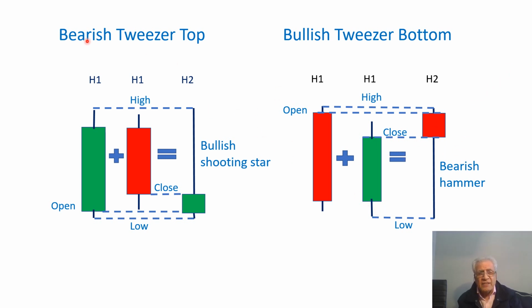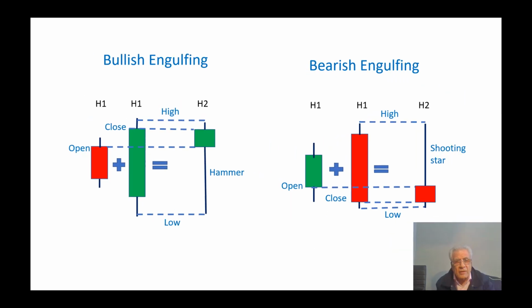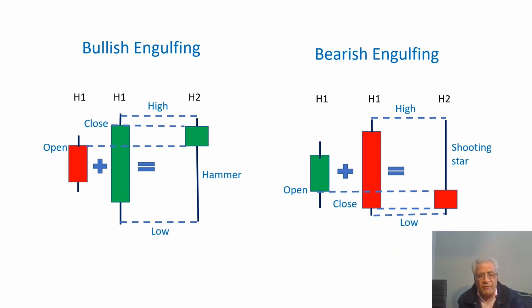So these are the two formations that are very important to remember. Here we have two formations: bullish engulfing and bearish engulfing. Bullish engulfing consists of two candles. One of them is bearish and the other is bullish, where the bullish candle engulfs the bearish candle.